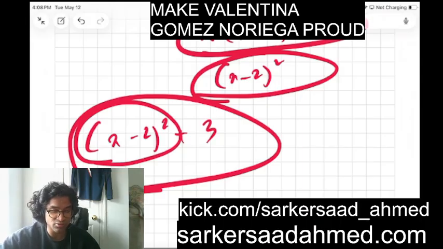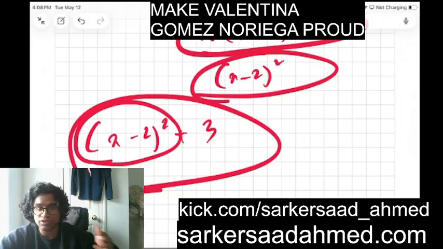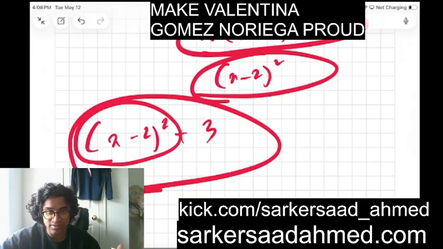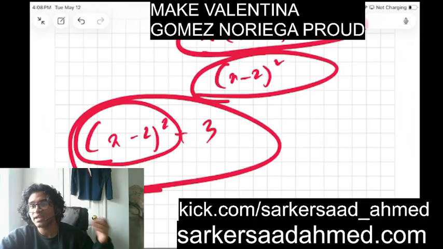So obviously this will move 2 steps to the left, right? So it's going to move 2 steps to the left. No, not 2 steps to the left, 2 steps to the right. It's going to move 2 steps to the right. If I have x plus 2, then it's going to move 2 steps to the left.